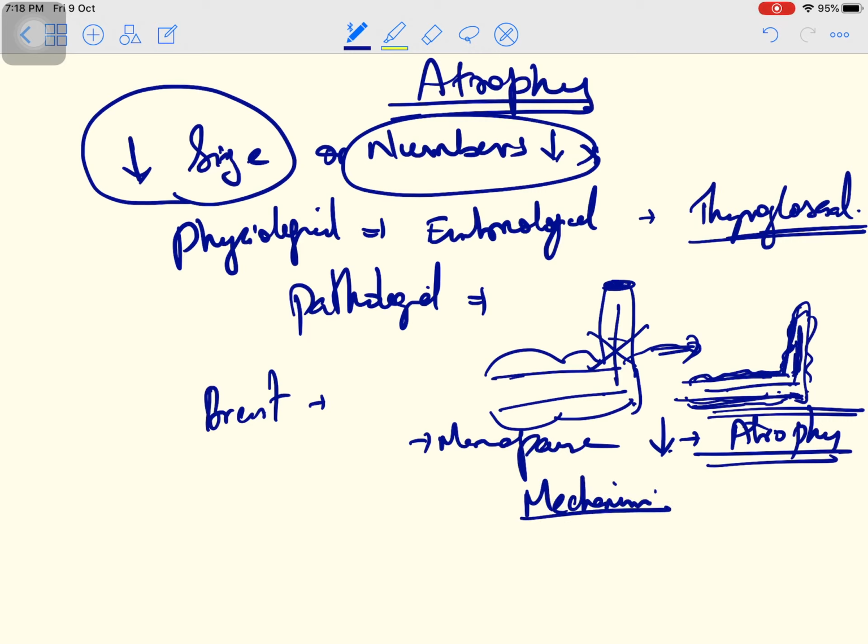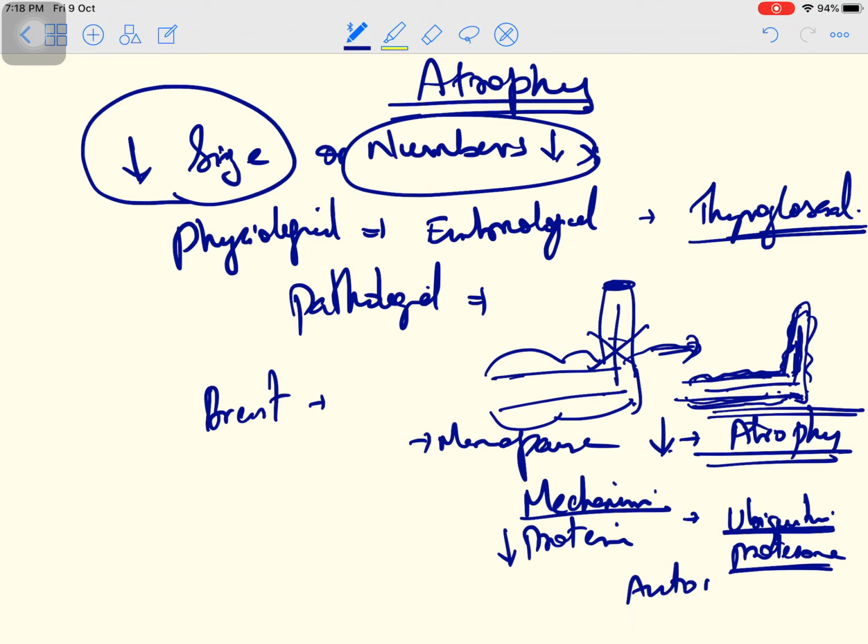The mechanism in atrophy is decreased protein synthesis. In hypertrophy it was increased protein synthesis, here it is decreased protein synthesis, as well as degradation by the ubiquitin proteasome pathway. Basically, ubiquitin will bind to proteins, and whatever is bound to ubiquitin will be degraded by the proteasomes. So that is the ubiquitin proteasome pathway.